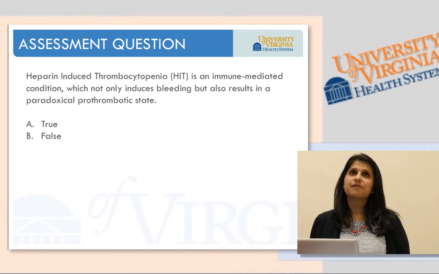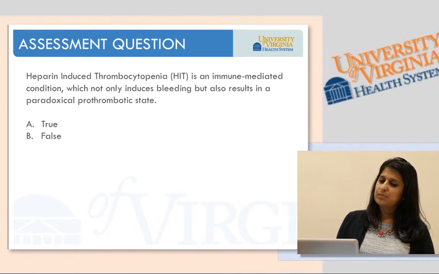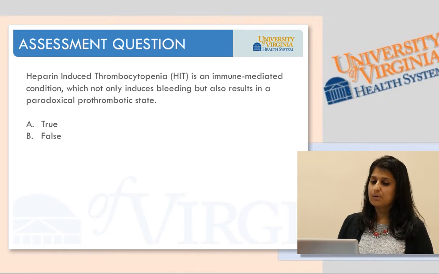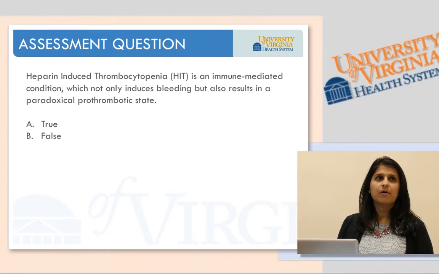So this brings us to our first assessment question. Heparin-induced thrombocytopenia is an immune-mediated condition which not only induces bleeding but also results in a prothrombotic state. True or false?